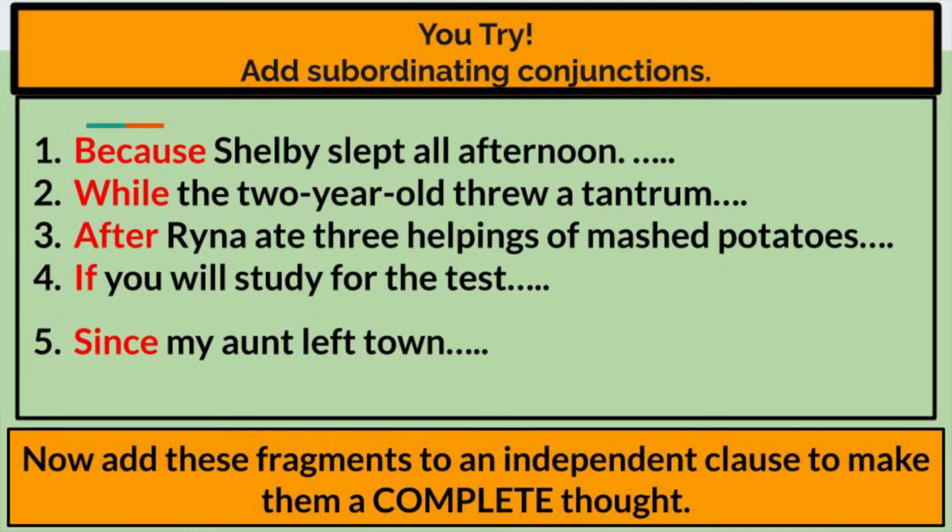So if you've taken a look at your answers, now I'm going to ask you to do one more thing. Now you're going to take these fragments or dependent clauses and add something to the end to create a complete thought. So again, keep your conjunction in the beginning and now add something to the end of the sentence to make it a complete thought. Pause your video, add an end to your sentence, then turn the video back on and I'll give you examples of what I did. Go ahead and pause your video now.